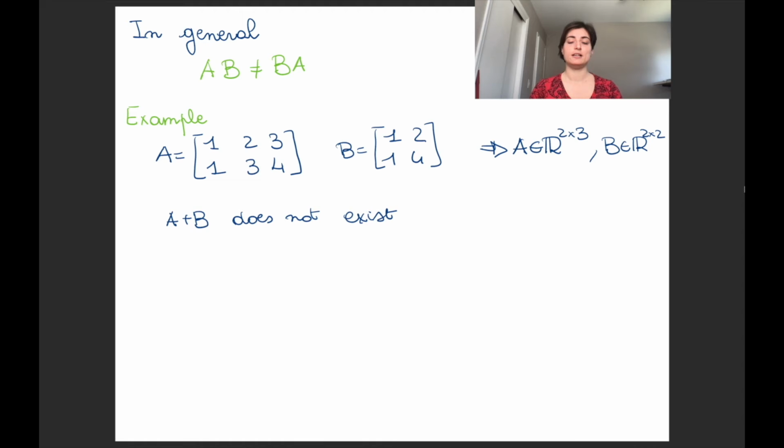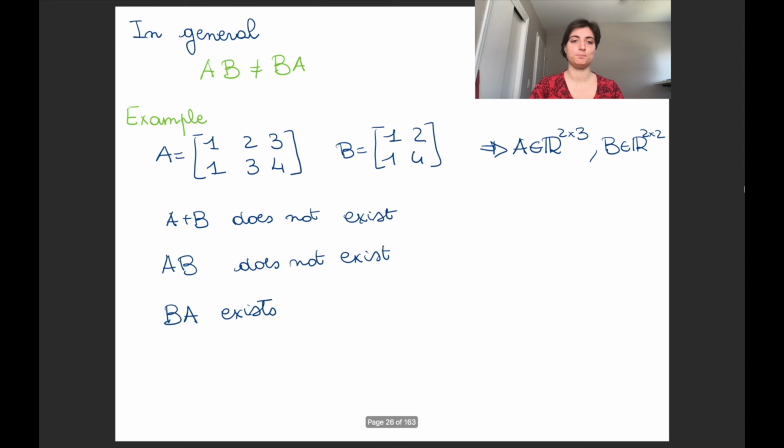So A is a real matrix with size 2 times 3, 2 rows and 3 columns, and B is in 2 by 2, 2 rows and 2 columns. Because the size of A and the size of B are not the same, A plus B does not exist. You just cannot define it.